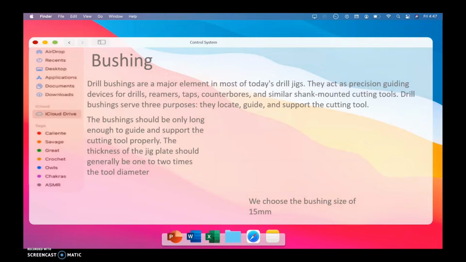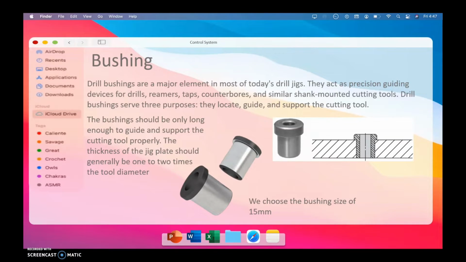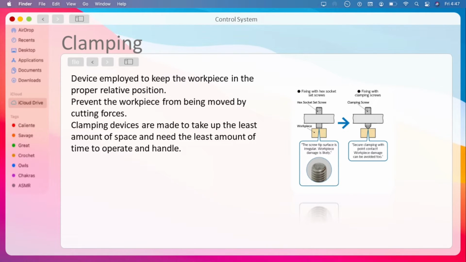Drill bushes are a major element in most of today's drill jigs, as they have 3 purposes. They locate, guide, and support the cutting tool. So in our project, we use a headed drill bush with a size of 15 mm in diameter. The principles of clamping devices hold the workpiece in the jig or fixture in the right relative position. It should prevent cutting forces from moving the workpiece. For optimal operation, the workpiece must be clamped firmly.